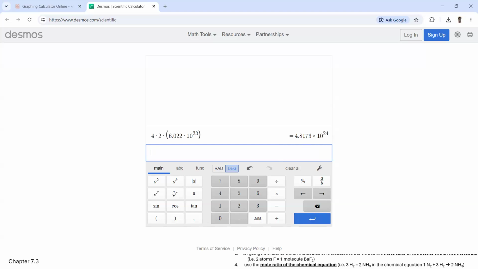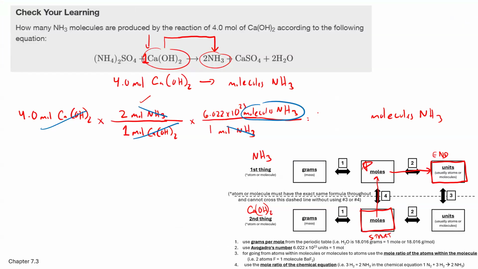4.8 times 10 to the 24th. Okay, so this is 4.8 times 10 to the 24th molecules of NH3. Okay. All right, another one down.